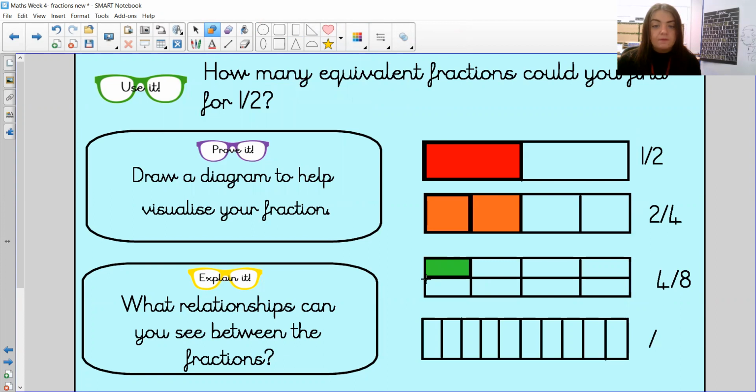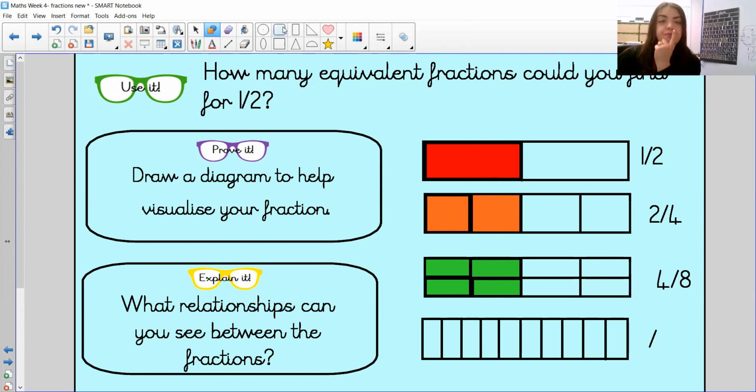So there's 1, still not the same amount, it's a lot less. 2, oh, I can see here though that my 2 of my 8s is actually equivalent to 1 of my quarters. Can you see that? But I don't want 1 quarter, I need 2 quarters. So I'm going to have to fill in another 1 and another 1. There we go. Can you see? Again, it's taking up the exact same space of that whole. It is the same amount. So correct, it is 4/8.